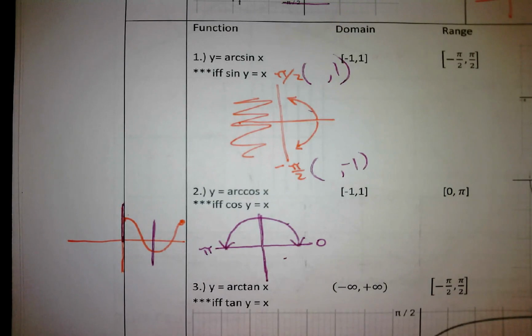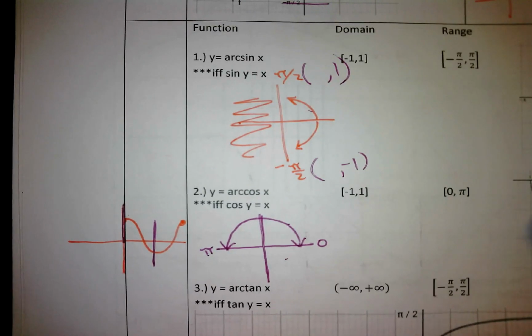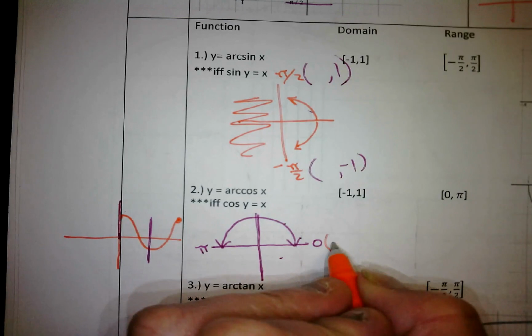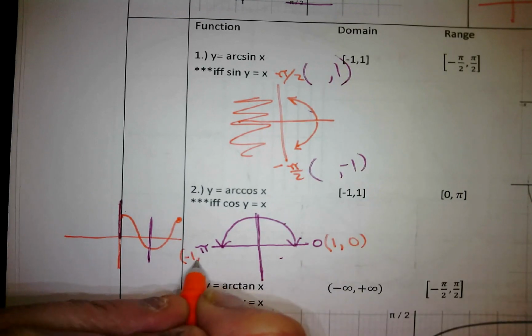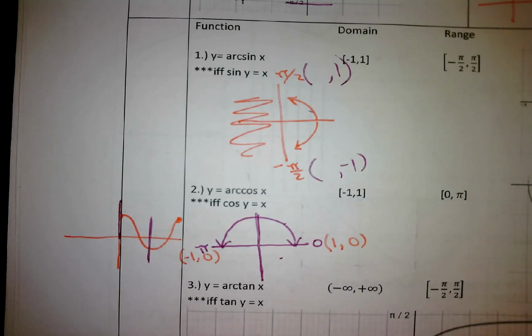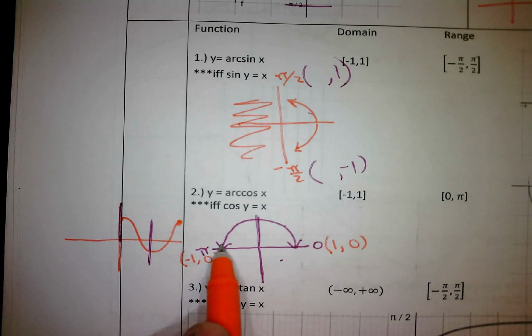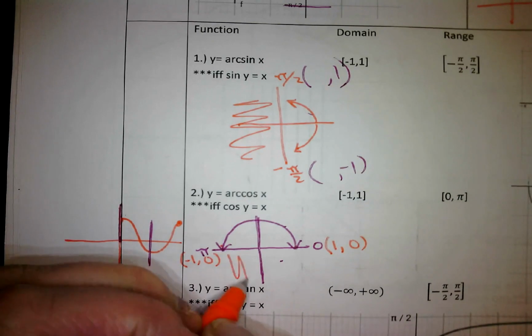Our domain is the same, because here we have an x value of 1, and here we have an x value of negative 1. So our domain is still negative 1 to 1. But our range, we're only going to use values between 0 and pi. We never, ever use this.